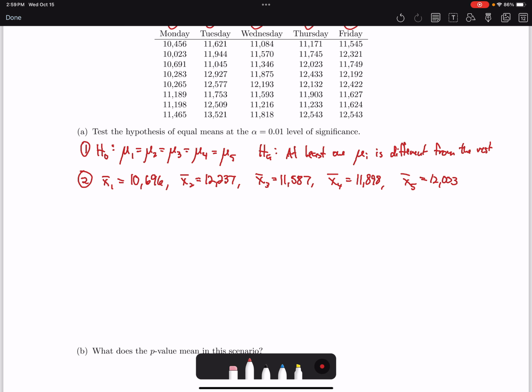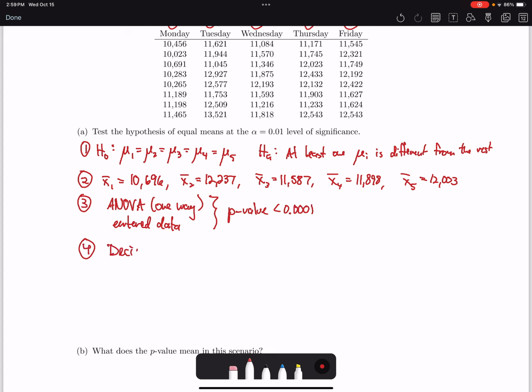Okay, these are the sample means that I got from StatKey. And then for the p-value, of course, I went to one-way ANOVA, entered the data, and got a p-value less than 0.0001. So, since 0.0001 is less than 0.01, we reject H null.